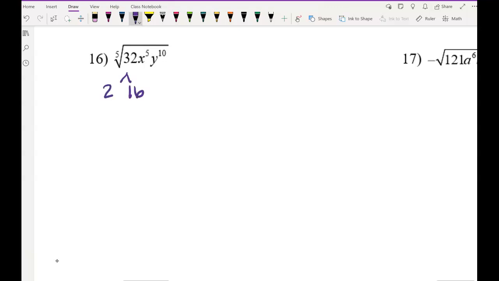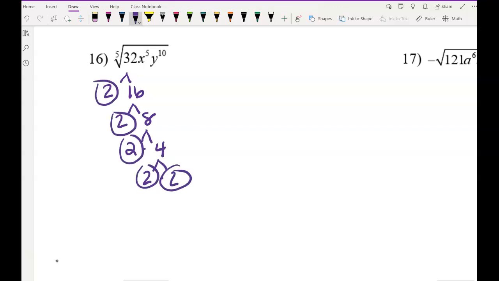times 16. 16 is 2 times 8. 8 is going to be 2 times 4, and 4 is going to be 2 times 2. So as you can see, 32 is a perfect fifth index, okay? So that allows us to say, okay, well, 2 goes out, x to the 5th. Remember, if the index is 5, you take the power of 5 divided by 5, so we just have an x left. We have a power of 10 here on the y, so if we go y, 10 divided by index of 5, so we're going to have a y to the 2nd.